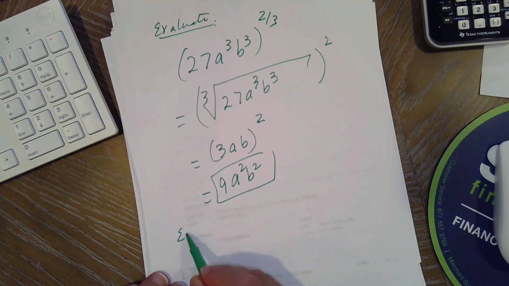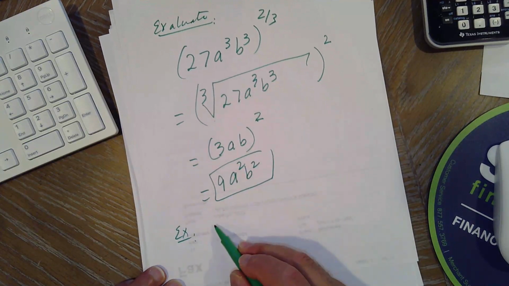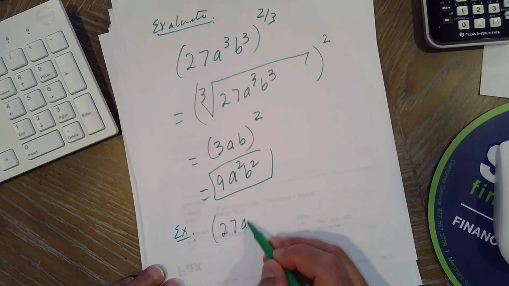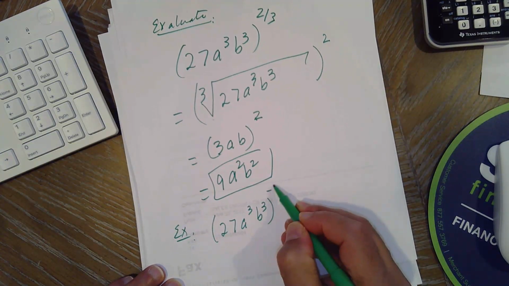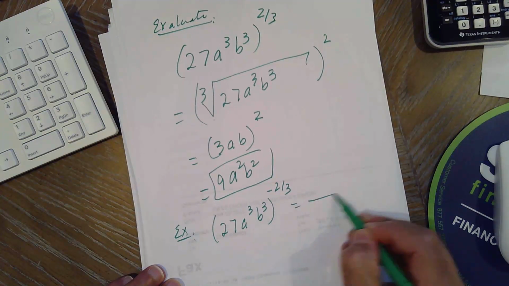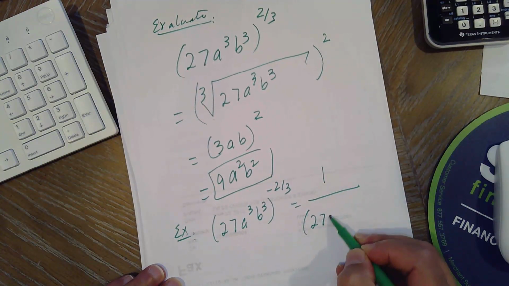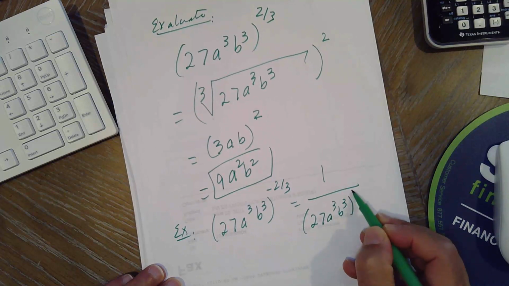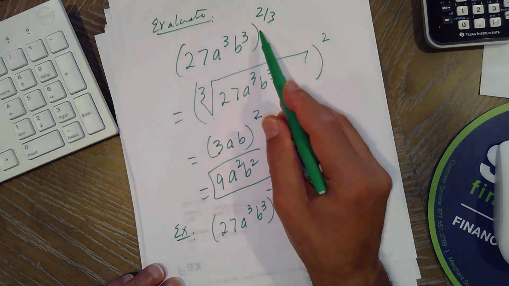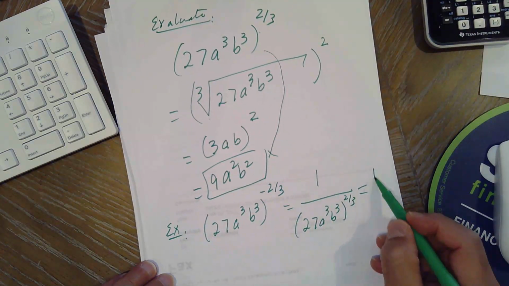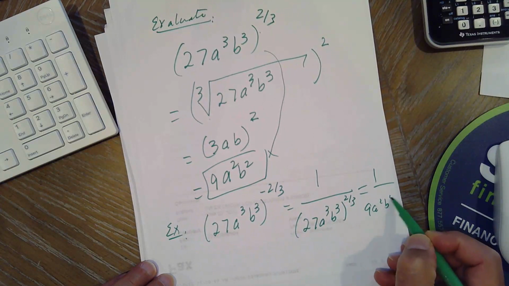And now if you say evaluate, knowing this, how do we evaluate 27 a cubed b cubed to the negative 2/3? Remember, that's going to put my answer under 1. So we have 2/3 here. We already got the answer for this. So it's 1 over 9 a squared b squared.